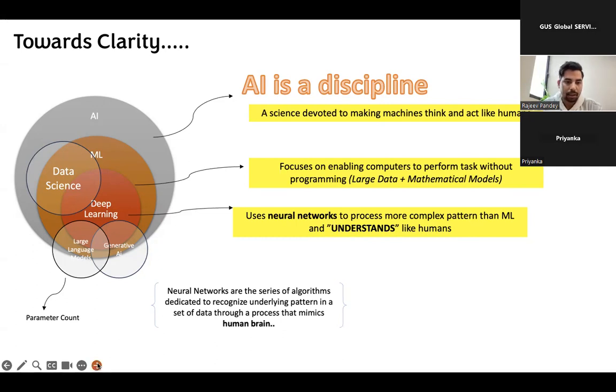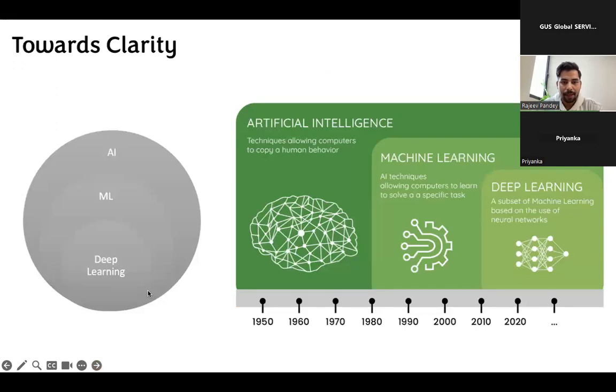If this is clear, let's move forward. So like I said, artificial intelligence started long back. It started around 1950. It is a technique which allows computers to copy basic human behavior. It's largely a discipline where deep learning and machine learning come in. Machine learning allows computers to learn to solve a specific task. Like I said, you can identify a car or cannot identify a car, right? But deep learning is a subset of machine learning based on the use of neural networks. I hope this is clear to all of you.